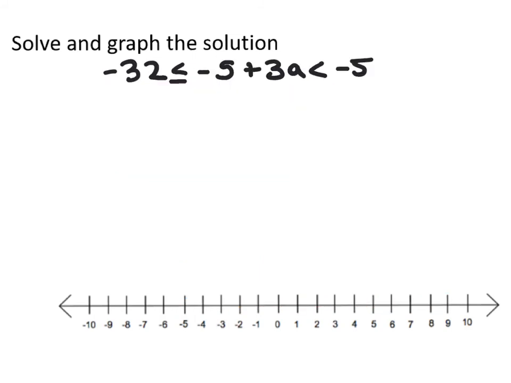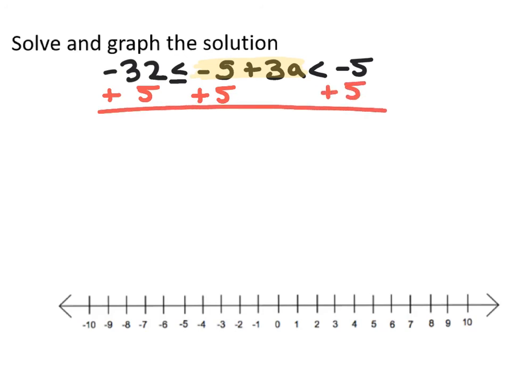In our last example, we have negative 5 plus 3a in the middle. Now, if I focus just on wanting to get that by itself and I were to pretend that the two other parts aren't there, the first thing I would do is I would add 5 to cancel out the 5. Now, whatever I do to the middle, I have to do to all three parts. So I can add 5 to all three sections. Now, when I do that, you're left with negative 27, the 5's cancel, is less than or equal to 3a, is less than negative 5 plus 5 cancels, so it becomes just 0.